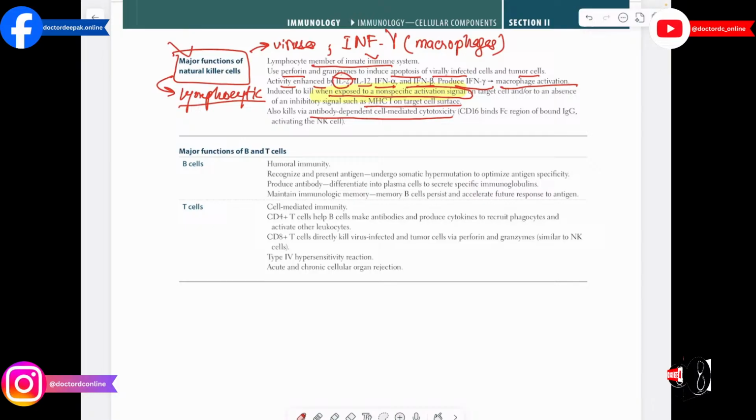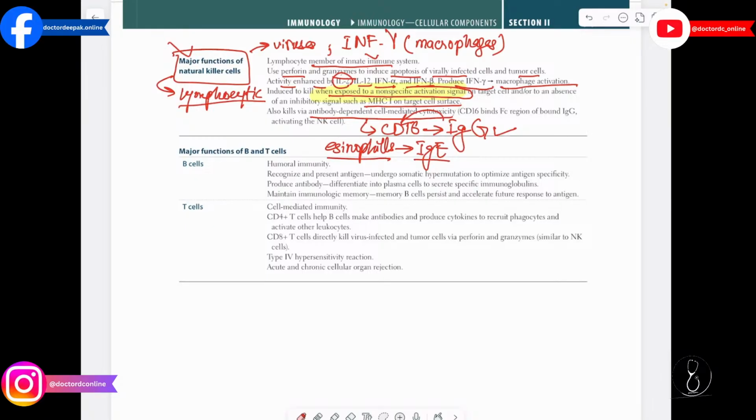What is antibody-dependent cell-mediated cytotoxicity? It means it needs an antibody to get activated. So the CD16 of natural killer cells attaches to the Fc region of immunoglobulin G, and it will be activated. Same as it happens with eosinophils, which also need IgE to get activated. There are two cells that activate antibody-dependent cell-mediated cytotoxicity: natural killer cells that need IgG to attach with CD16, and second, eosinophils that need IgE.